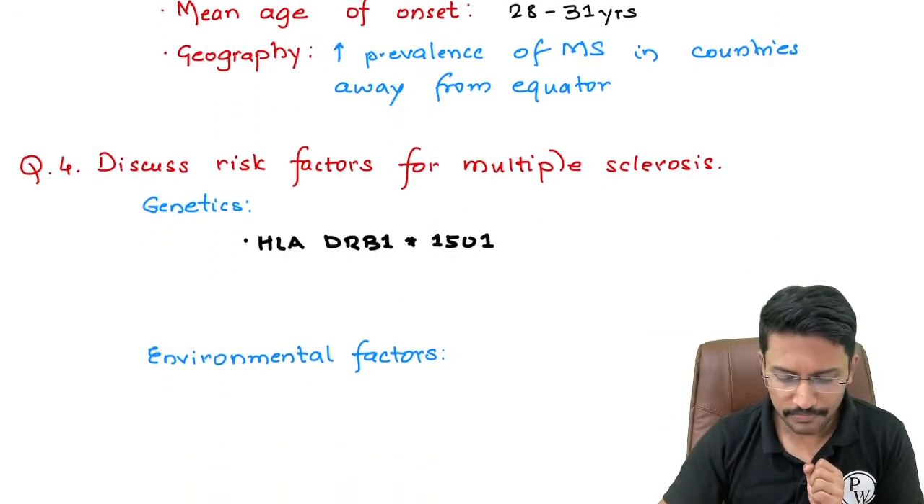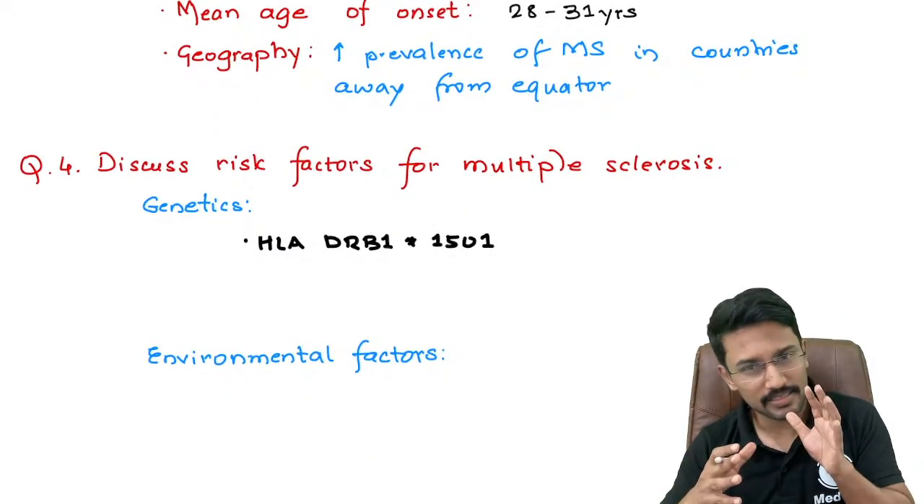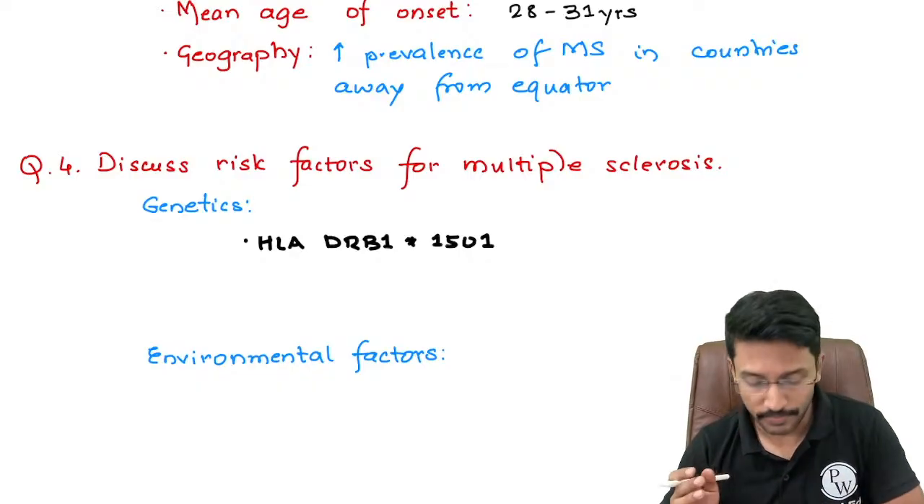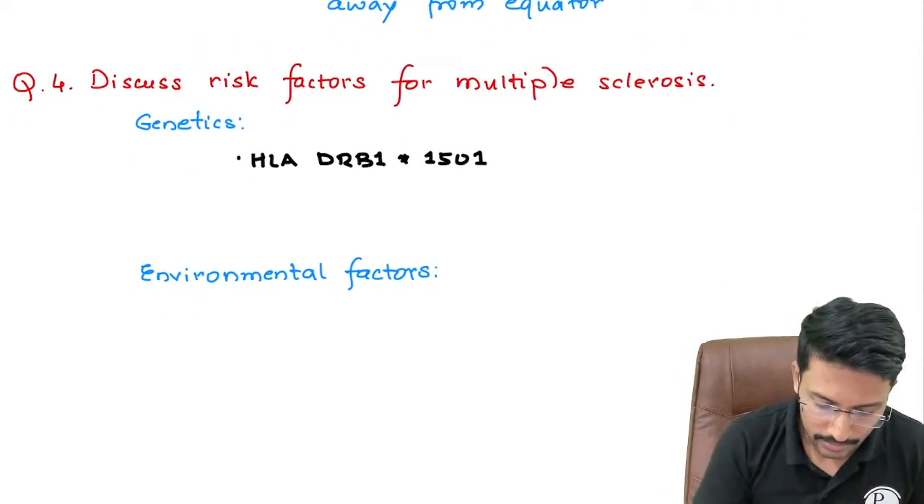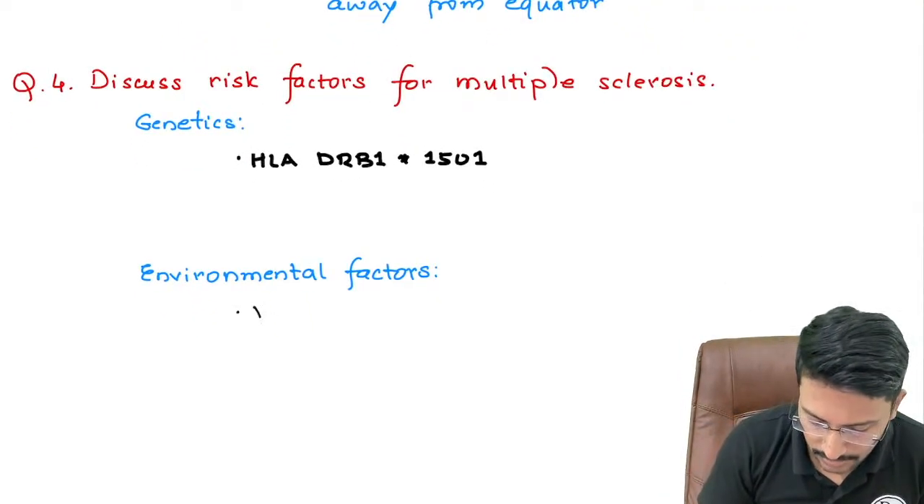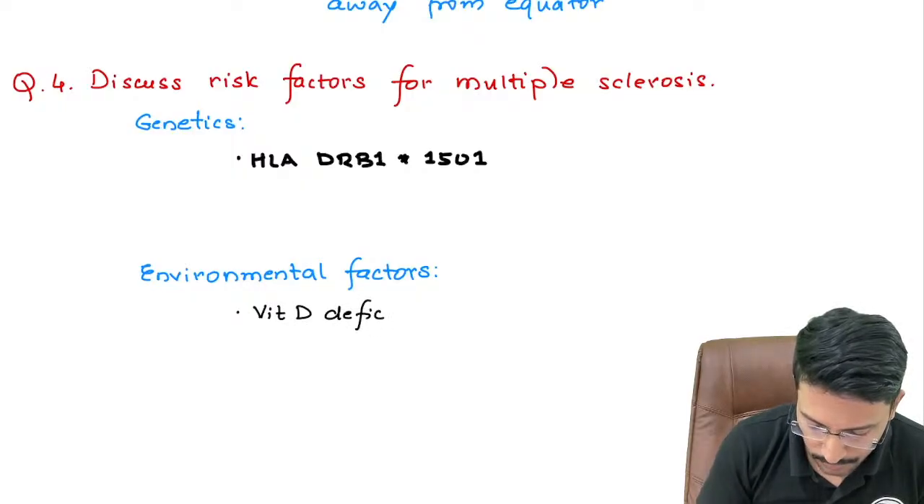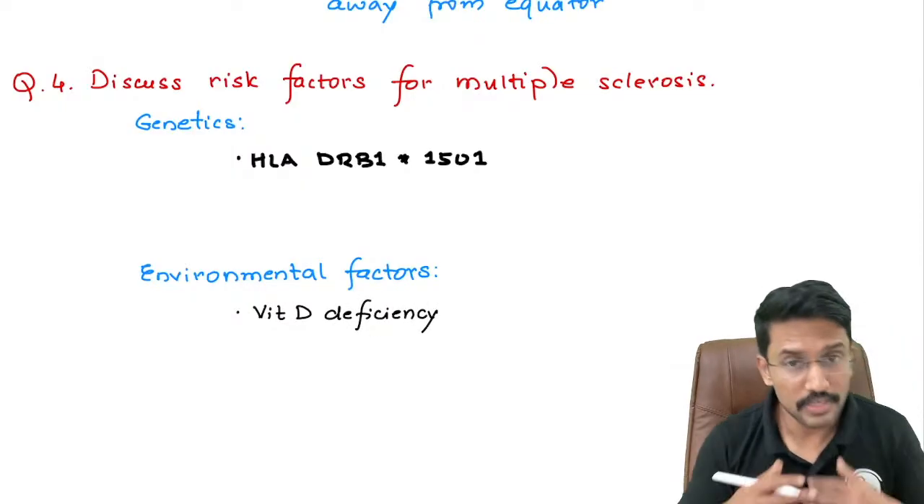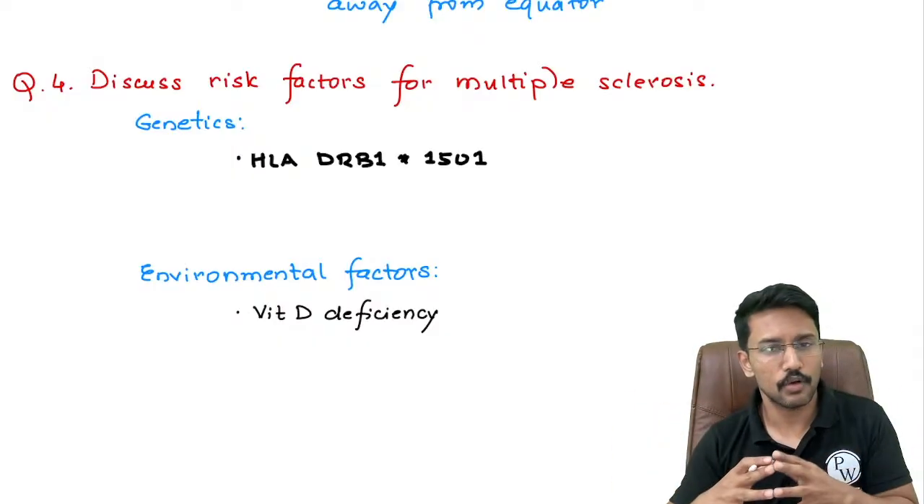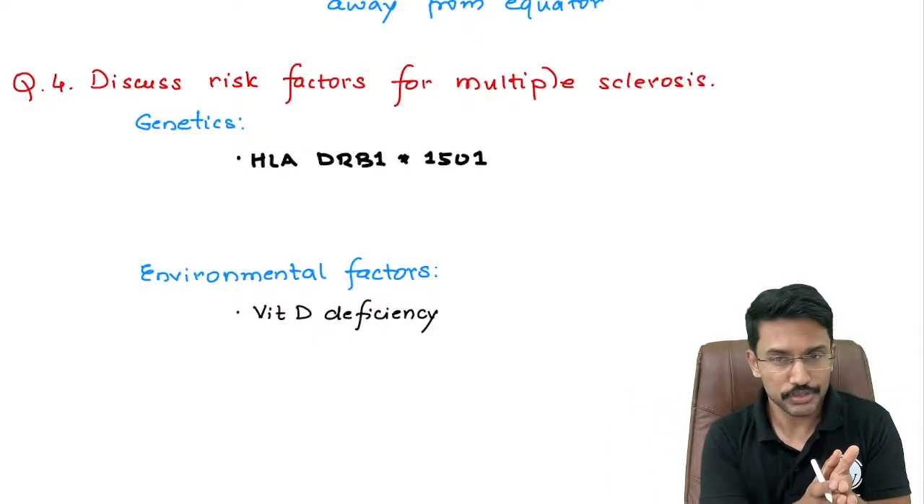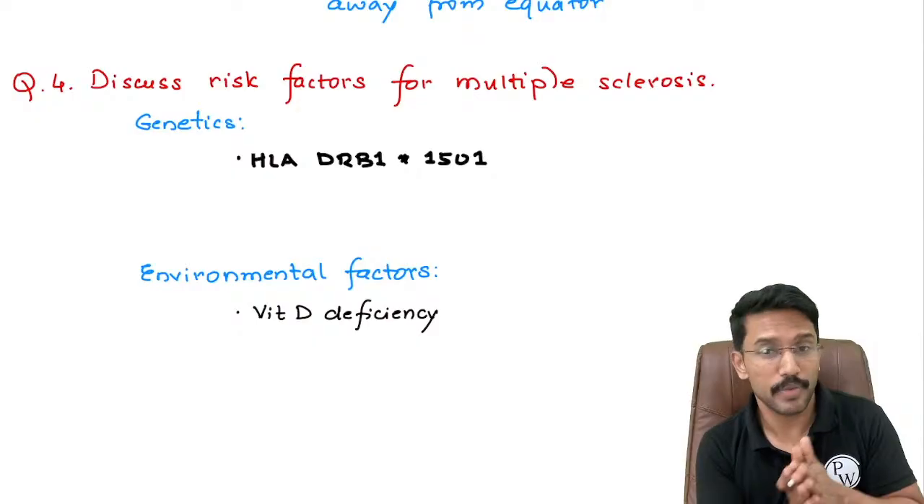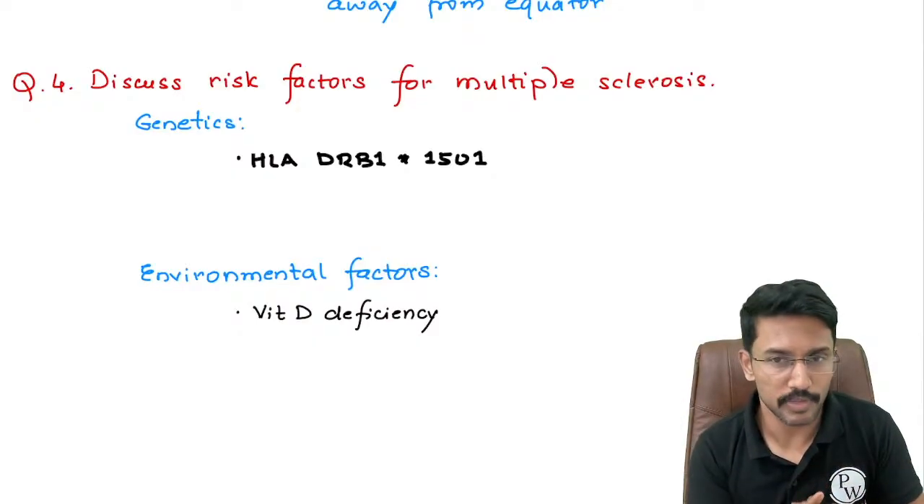So when we study the risk factors, we find out that genetics does play an important role, but environmental factors also play an important role. And the most important environmental factor that is well proven to increase the risk is vitamin D deficiency. So countries away from the equator have probably lesser sun exposure, and that vitamin D deficiency may contribute towards their risk of developing multiple sclerosis.